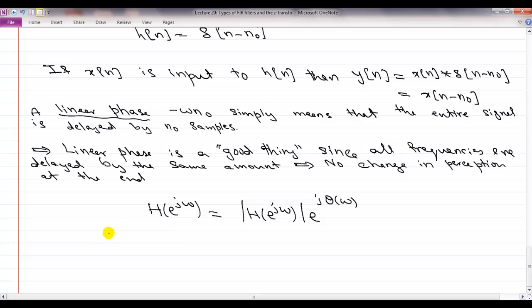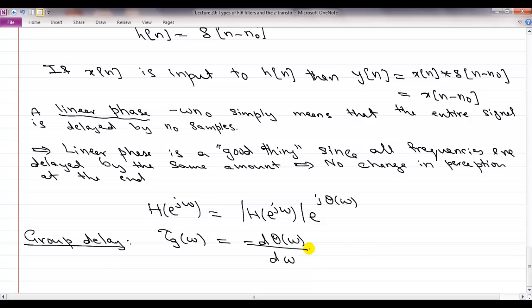So the relative position of frequencies in time changes and your output perception changes. So the way you measure whether a filter is close to being a linear phase is through what is known as group delay. Group delay, written as tau g of little omega, basically takes the derivative of your phase with respect to little omega. And if this group delay ends up being a constant, then that means that your system has a linear phase. If it ends up being very near to constant, then it has a linear phase.